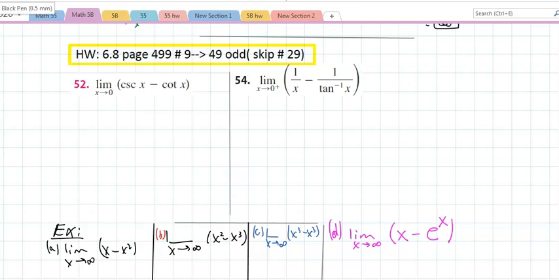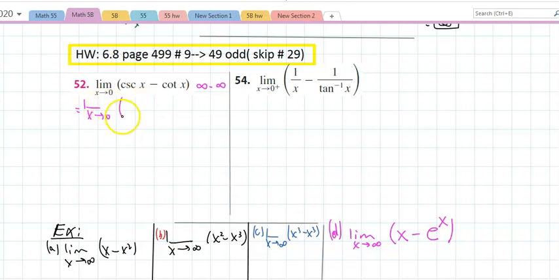Alright, well, let's see how this works. Cosecant is 1 over sine. Cosecant of 0, that's 1 over 0, which is infinity, minus cotangent of 0, which is infinity. Infinity minus infinity is a problem. The way this works, you would try to factor out the factor that's making a 0 in the denominator. See if you could cancel it out.